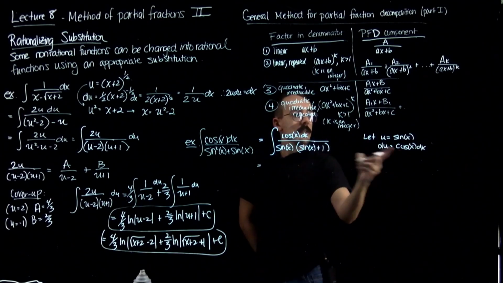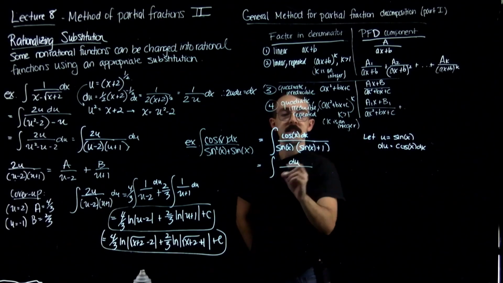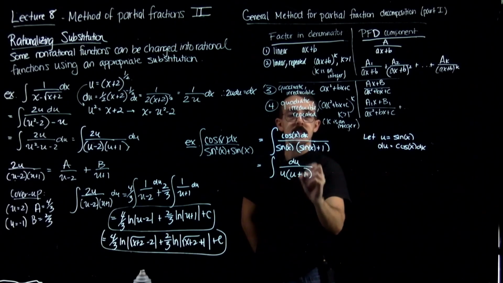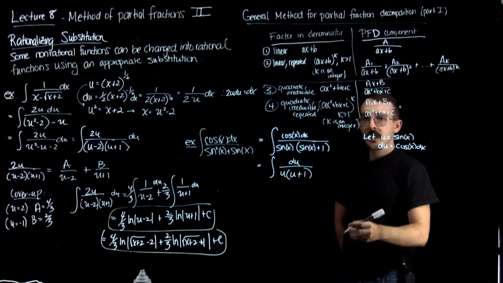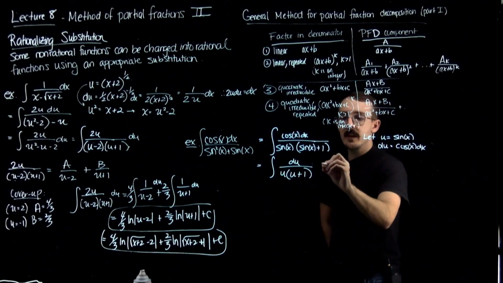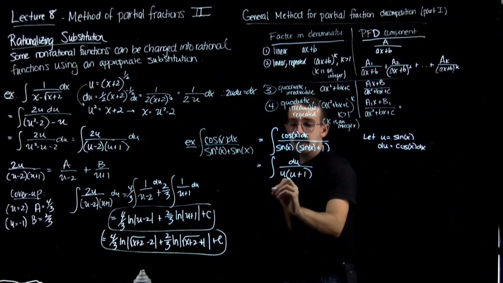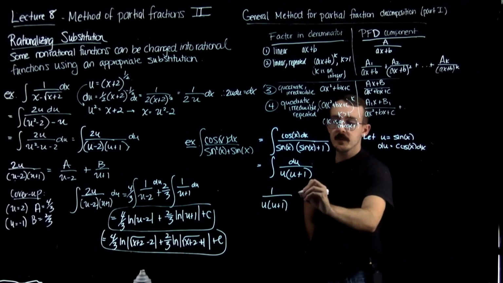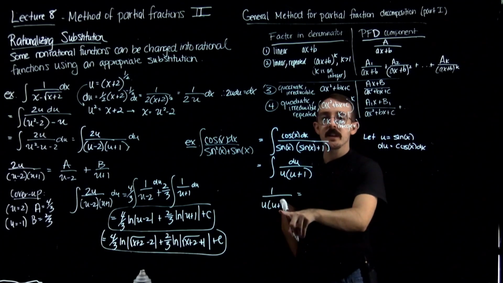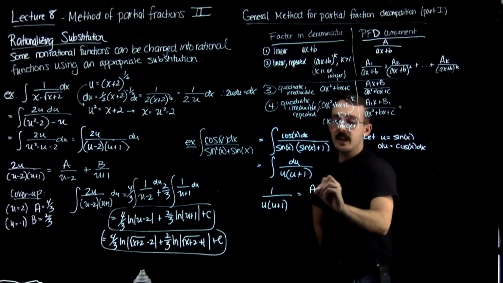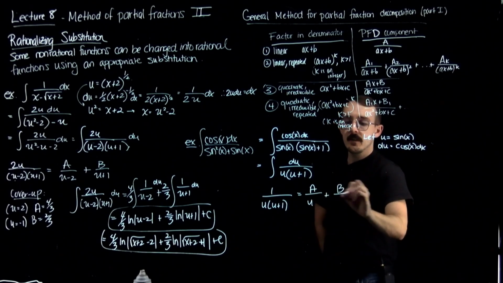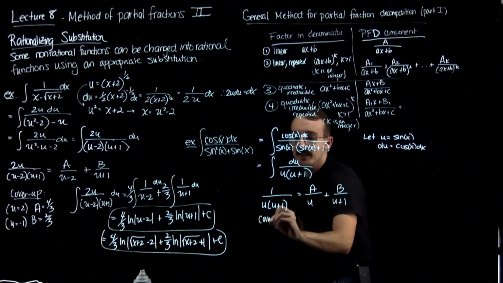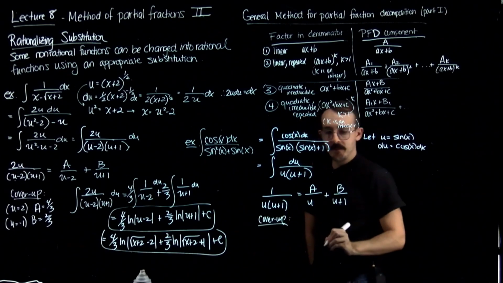Let's go ahead and substitute that into this one. So du is cosine of x dx, and this is going to be u for sine, and then u plus 1 for sine plus 1. So my goal here is to break this up. So let's do that over here. I have 1 over u times u plus 1. Again, I'm in the case where both of these are linear and both of them are non-repeated. So I just need an a for the u and then a b for the u plus 1, and again, I can use the cover-up method, which is very nice.